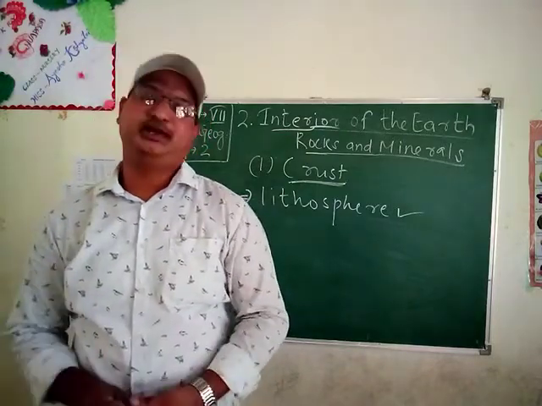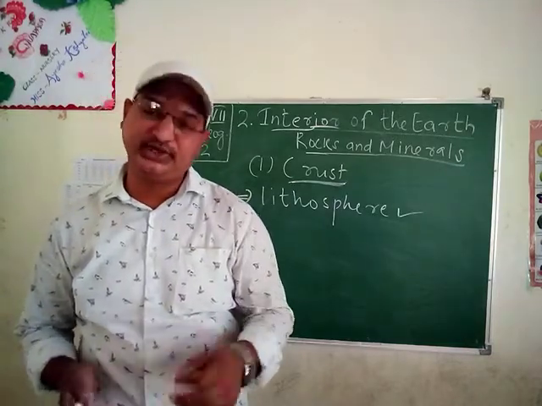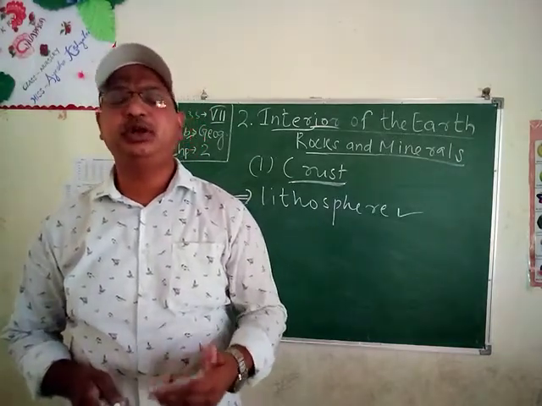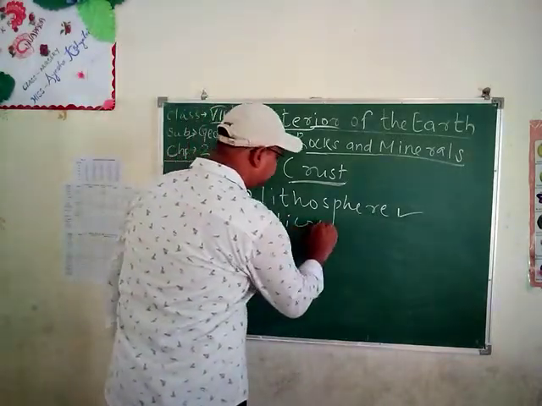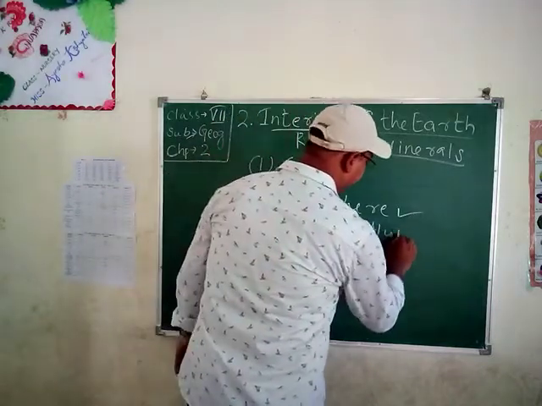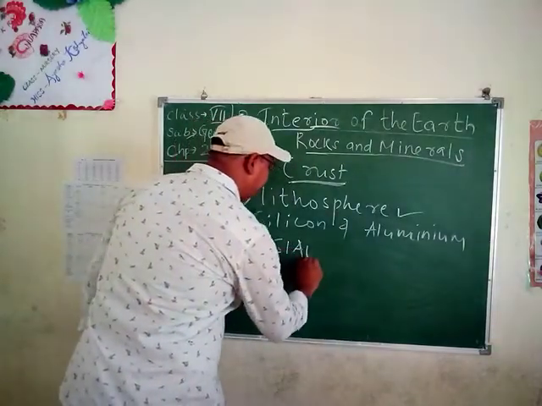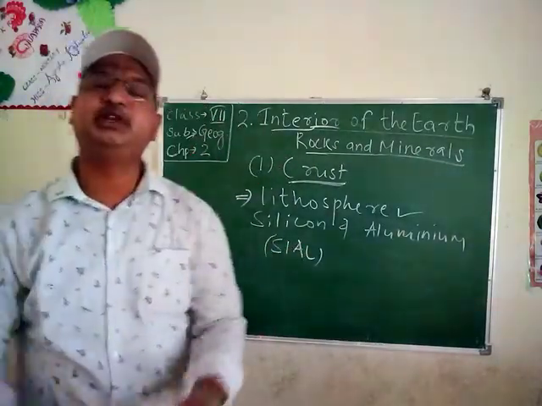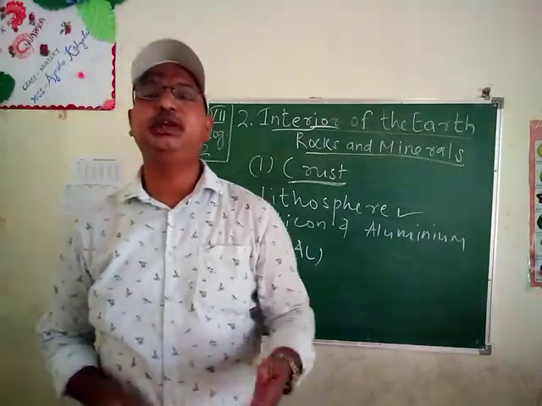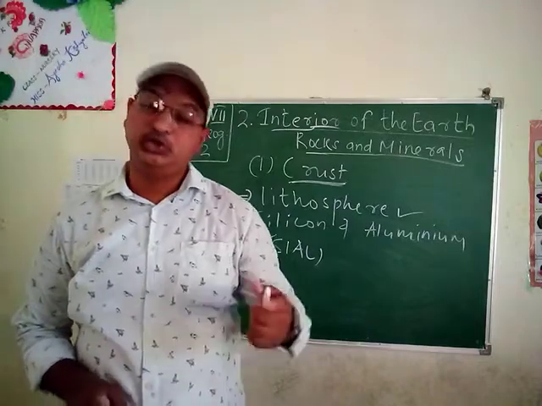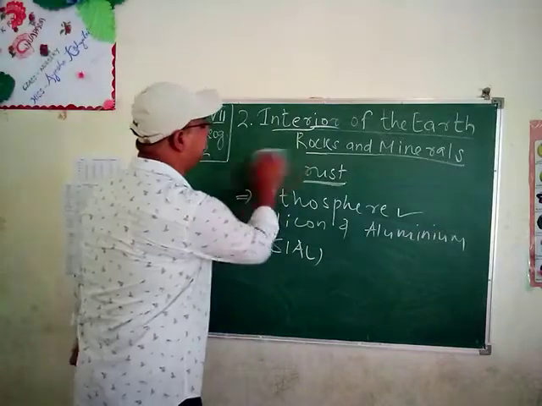The uppermost layer of the crust is formed of rocks and soil, as I have told you earlier. The main elements of the continental crust are silicon and aluminium. Students, silicon and aluminium; the combination of both these elements gives the continental crust the name SiAl. The oceanic crust mainly consists of silica and magnesium. The oceanic crust. Okay, students. Then we'll move further. The next one is the mantle.